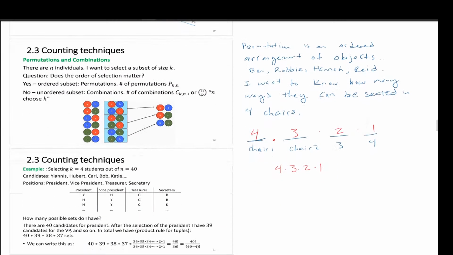Then you might say, okay, well, what if I had 5 people? Or what if we have 6 people? So what if Johnny and Susie also are here?